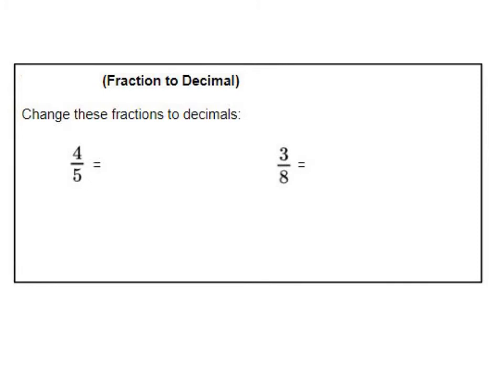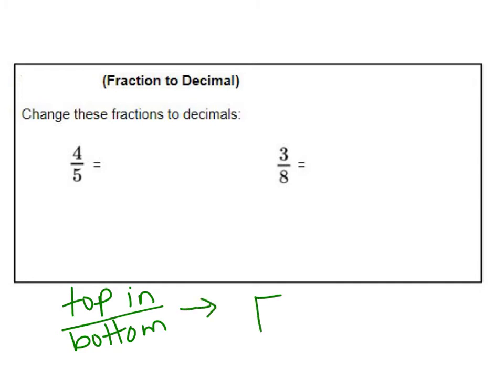Okay, so here is now converting a fraction to a decimal. What we're doing when converting fractions to a decimal, I'm going to show you only one strategy, and that is top in, bottom out. I'm not going to show you the other strategies because this is the one that always works. What that means is top in means that the number on the top is inside and the number on the bottom is outside. And that's because we're doing long division.